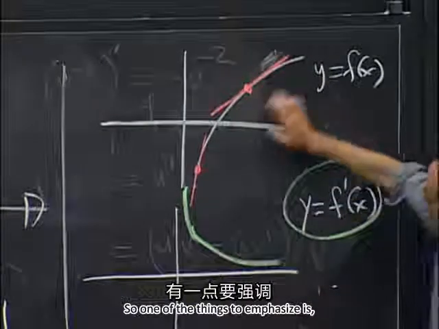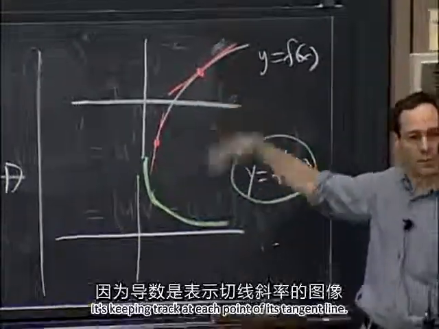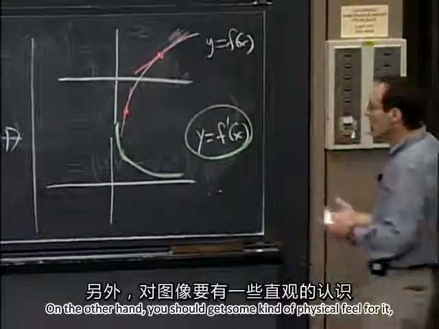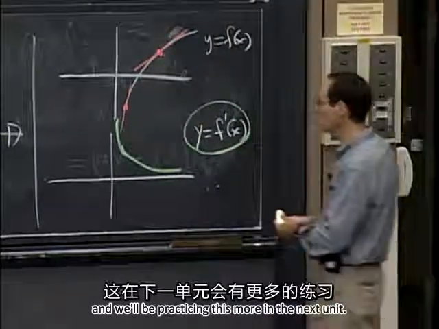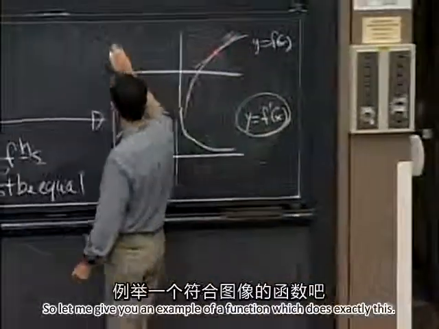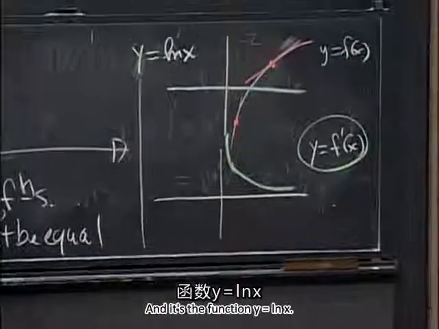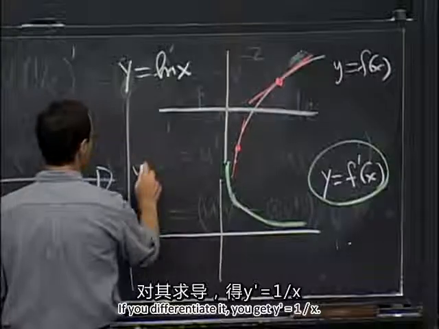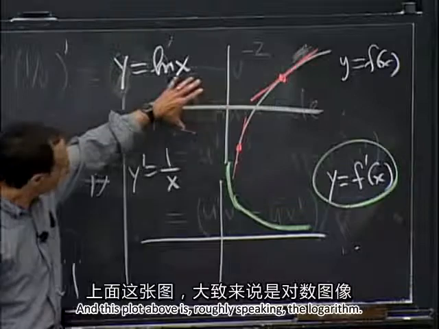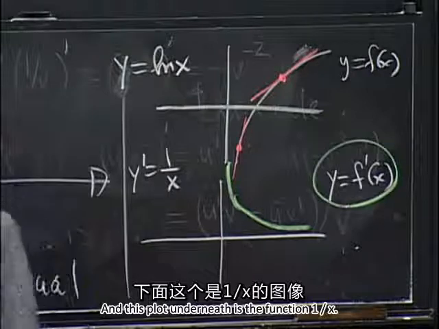One of the things to emphasize is you should not expect the derivative to look like the function. It's totally different. It's keeping track at each point of its tangent line. On the other hand, you should get some kind of physical feel for it, and we'll be practicing this more also in the next unit. So let me give you an example of a function which does exactly this, and it's the function y equals log x. If you differentiate it, you get y prime equals 1 over x. And this plot above is, roughly speaking, the logarithm, and this plot underneath is the function 1 over x.